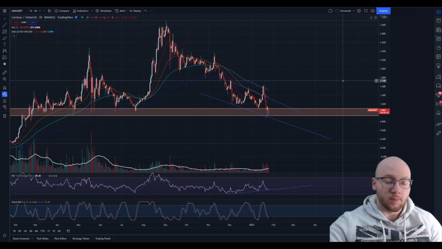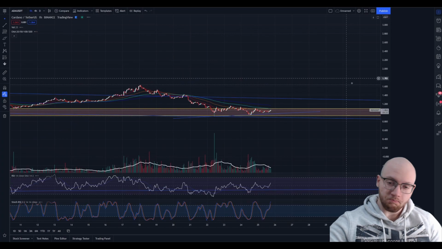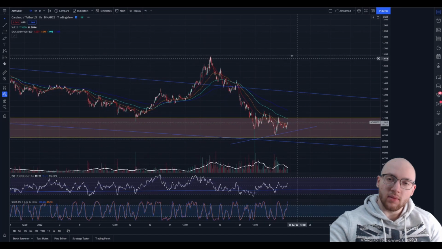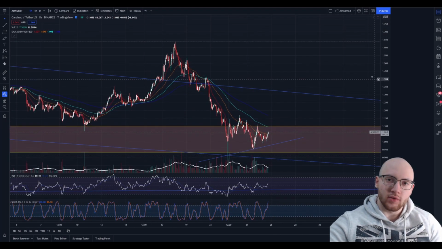Now, what is happening with ADA short term? As you can see here, I'm using the daily. We're going to zoom in. By short term I mean in the following few days.